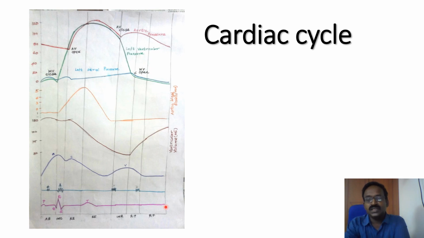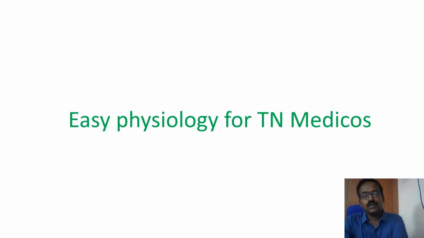So this is the summary of the whole cardiac cycle. With this graph you can write all the phases separately. So this chart is very important. The cardiac cycle is the cycle of events occurring during each single beat. The average duration of the cardiac cycle is 0.8 second.